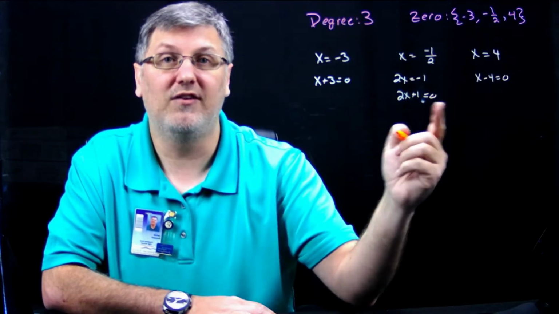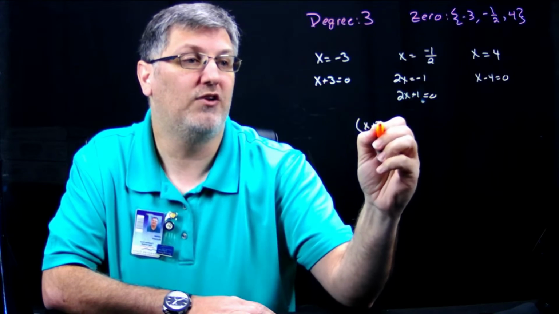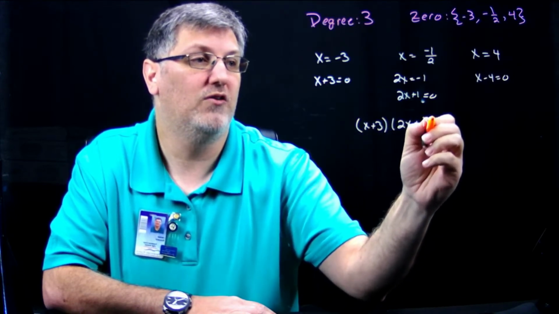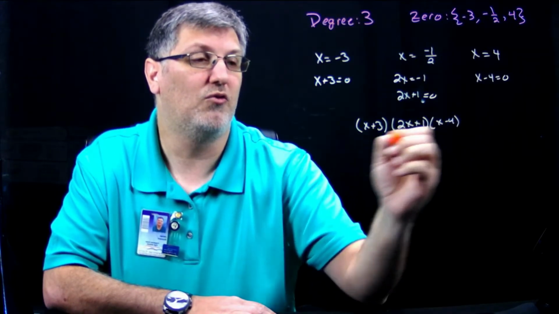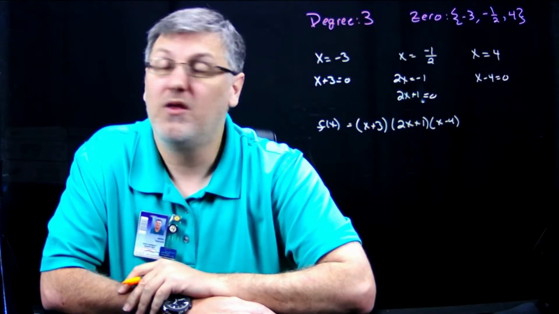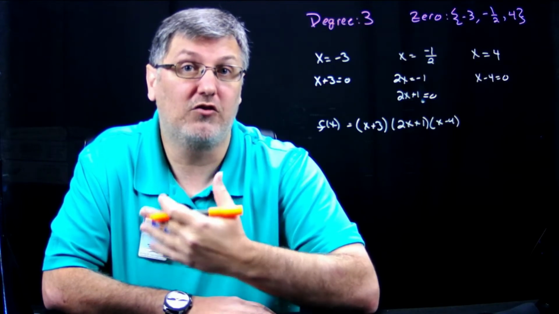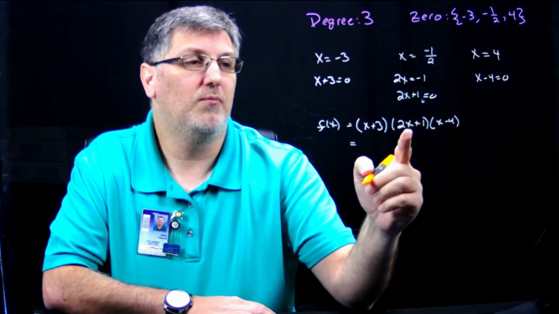Let's write this in fully factored form as a polynomial. I have x plus 3 times 2x plus 1 times x minus 4, and of course that's going to be my polynomial. Let's call this f of x. Alright, right there is good. Now all we have to do is expand this, so we're going to FOIL, one at a time.